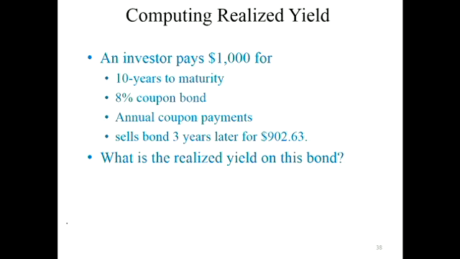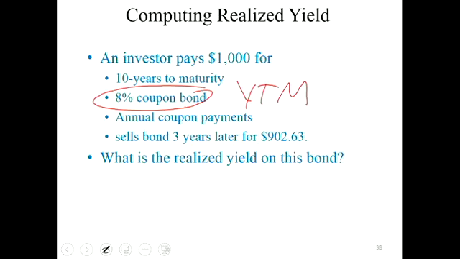Now, when you think about it, this 8% here is your yield to maturity. That's what you bought it at. You expected to get 8% at the start of the bond. You end up with only 4.91%. So you haven't done very well there, and the reason for that is that there's this capital loss.